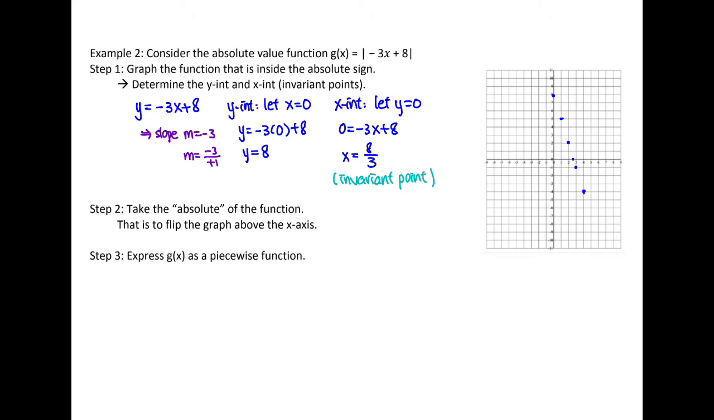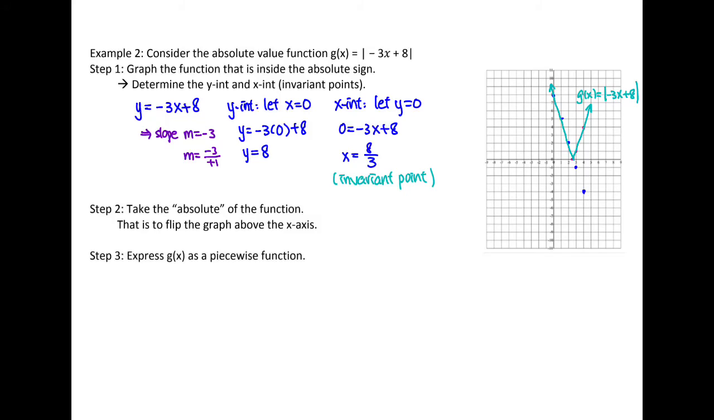Step 2. Now we have to take the absolute of the function. That is to flip the graph to be above the x-axis. So let's start with our invariant point. Then we're going to flip all the negative y values into a positive y value. So negative 1 will become a positive 1. Negative 4 will become a positive 4. Now, connecting all the positive blue dots and the pink dots, then we're going to have our absolute function.